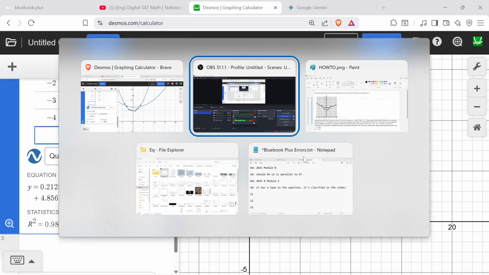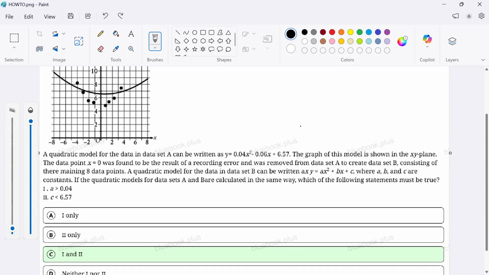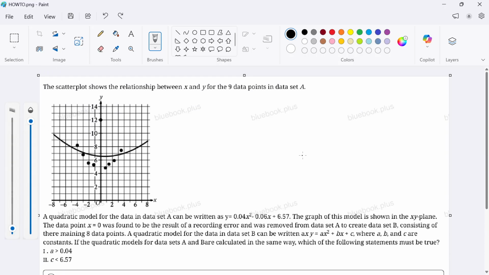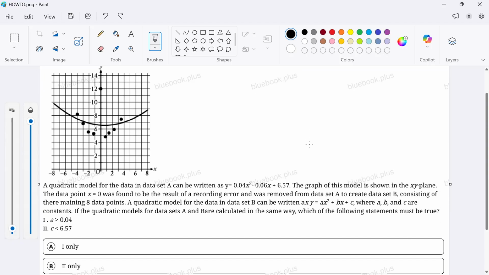Here's a question on digital SAT that has to do with a scatter plot showing a relationship between x and y for 9 data points. And it says a quadratic model for data set A can be written as y equals 0.04x squared minus 0.06x plus 6.57. The graph of this model is shown on the xy plane.